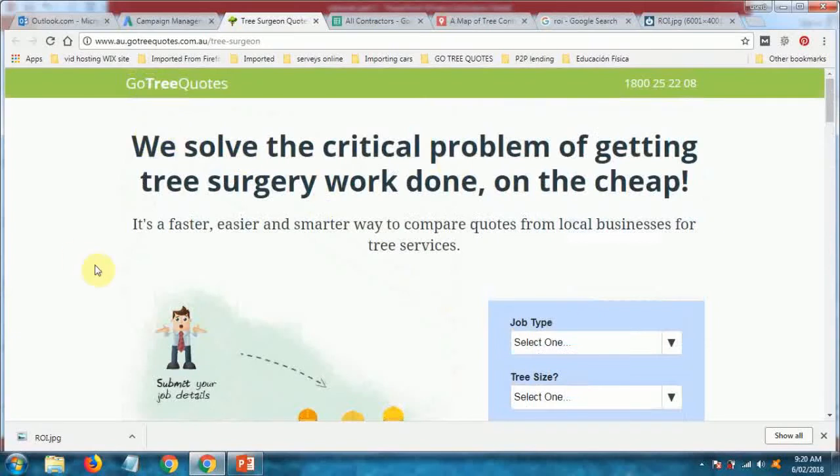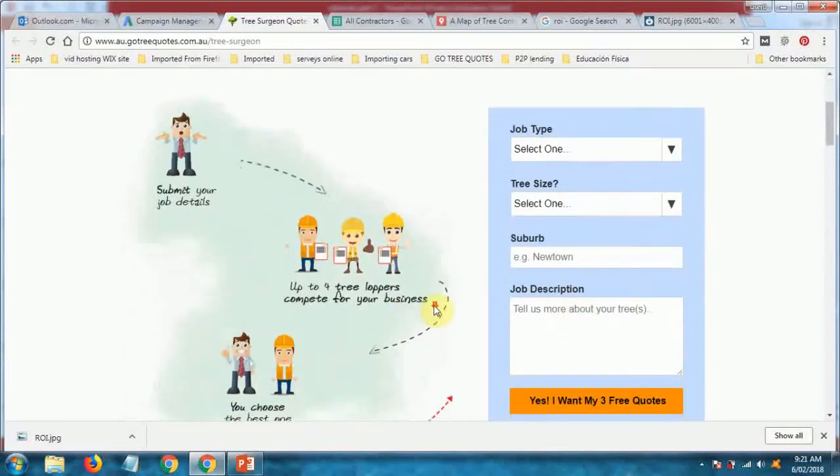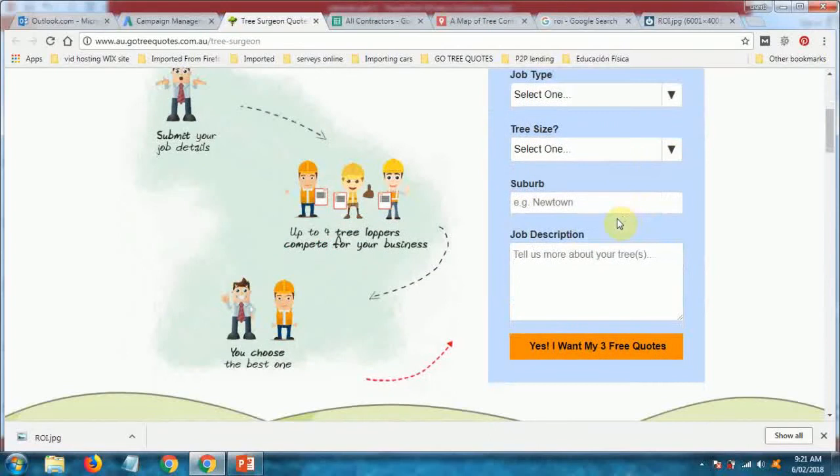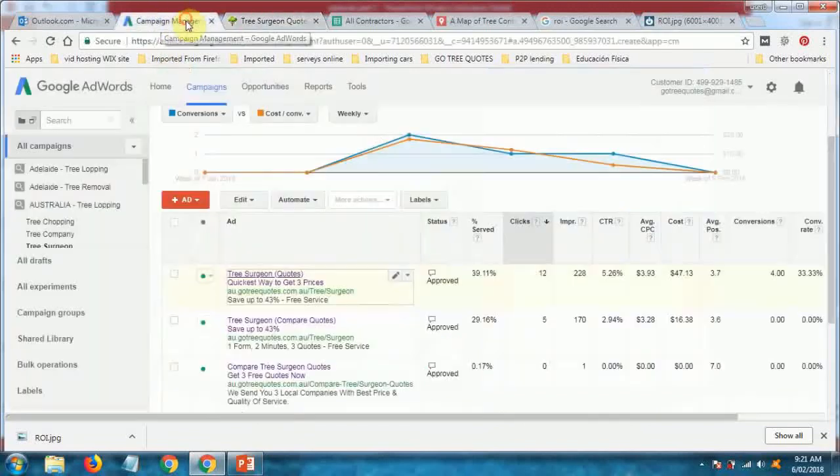This is what you always want to do: anyone that does a search on Google is always looking to solve a problem. Their problem is their tree. So I place myself as the person that's going to solve that problem for them at a good price, and they're willing to hand over their job details to see if I can solve that problem for them. So that's the psychology behind this landing page. But we are digressing. I just wanted to quickly show you the importance of tracking conversions.